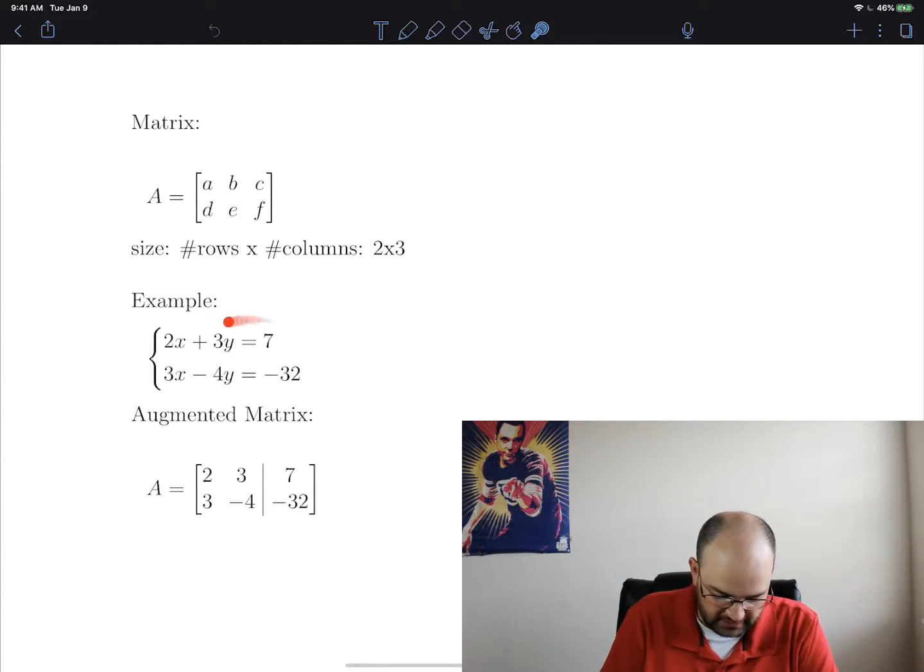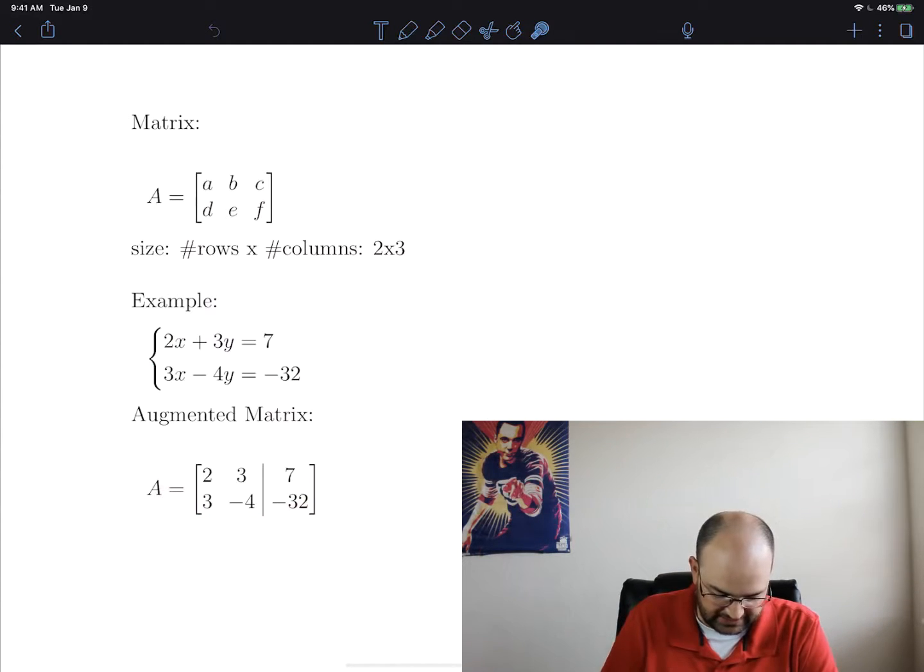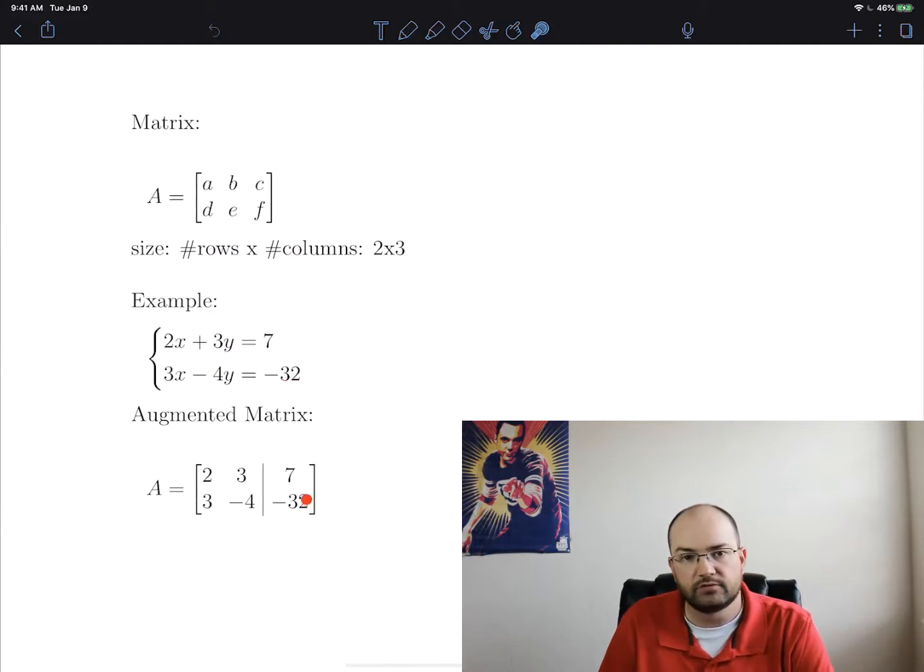Now, this in augmented matrix form looks like this. So A equals, and then we have our square brackets. And notice what's happening here. All I'm doing is I'm looking at the coefficients and the constant. So 2 for the x, 3 for the y, 7 for the equals. Then we have 3 for the x, negative 4 for the y, negative 32 for the equals.